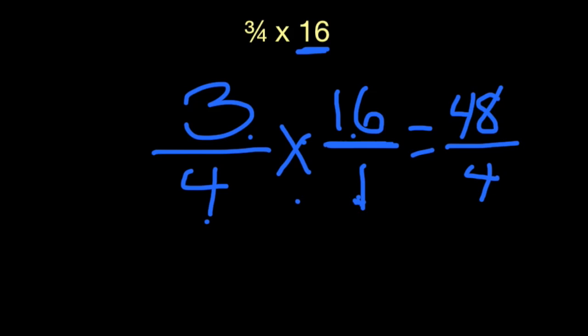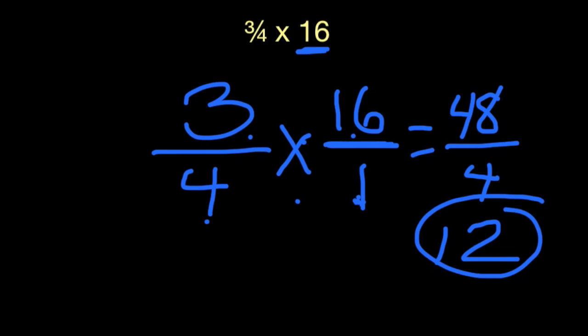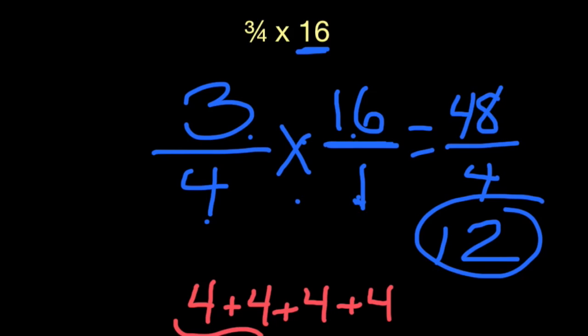You simplify. This is greater than 1 whole. We see that 4 goes into 48 12 times. And that should make sense. 3/4 of 16 should be 12, because if you've got 16 cut into 4 parts, you are going to look for 3 of them. 3/4 is 12.